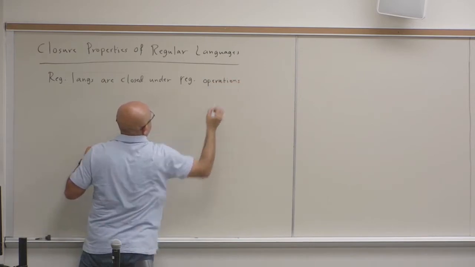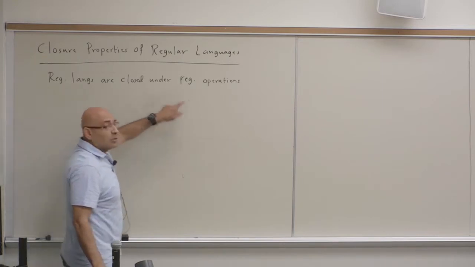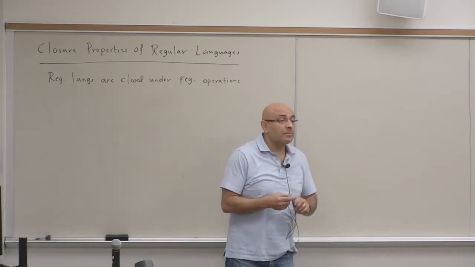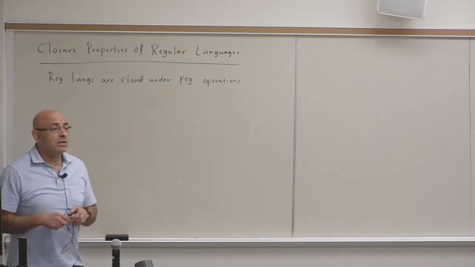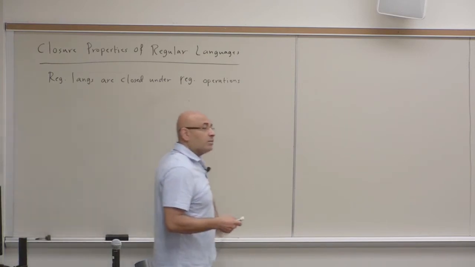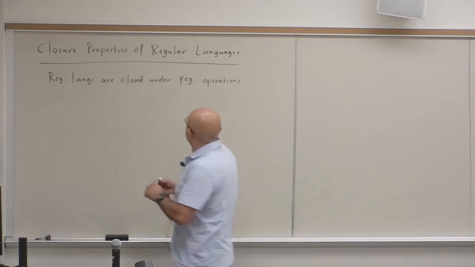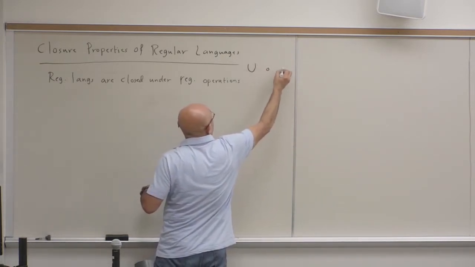What do we mean by this statement? Regular languages are closed under regular operations. Closure. Are you familiar with the concept of closure? What does closure mean here in the context of regular languages? So what are regular operations? Regular operations are union, concatenation, star.